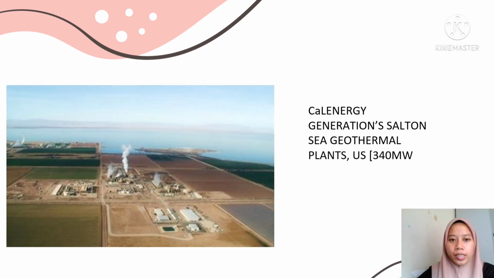The next application is Energy Generation Salton Sea Geothermal Plants, US. The Salton Sea geothermal plants of Energy Generation include a cluster of 10 geothermal generating plants in Calipatria near the Salton Sea in the Imperial Valley of Southern California, which have a combined generating capacity of 340 megawatt.